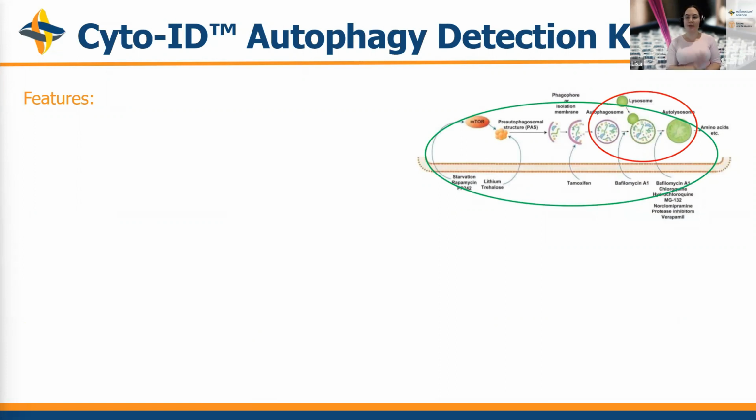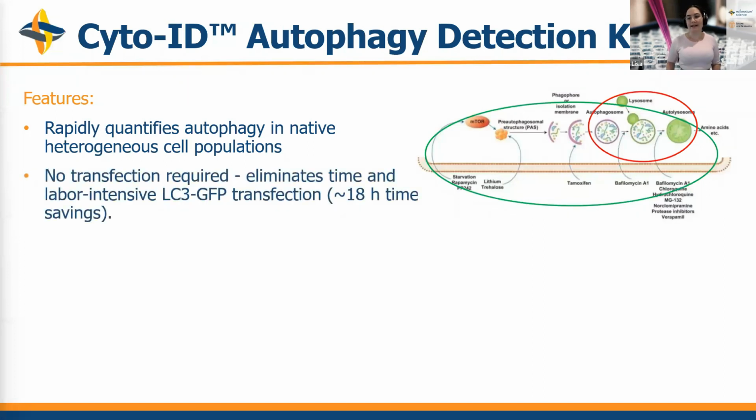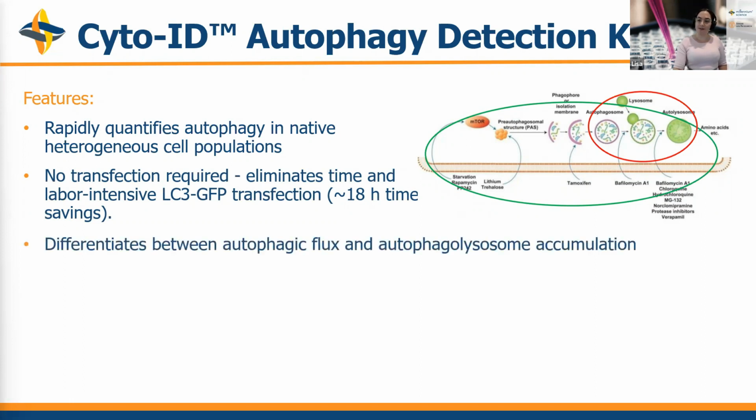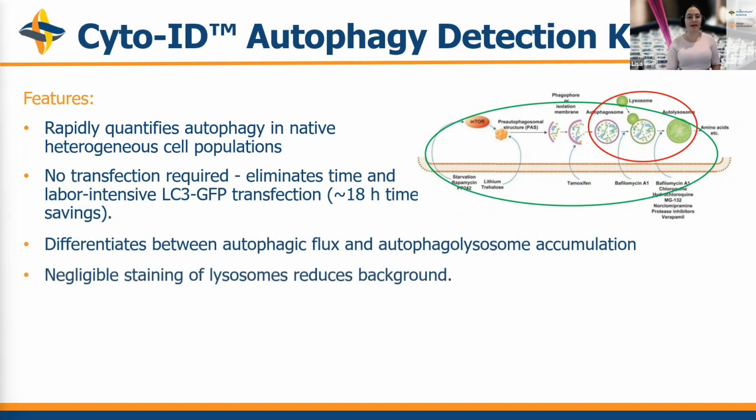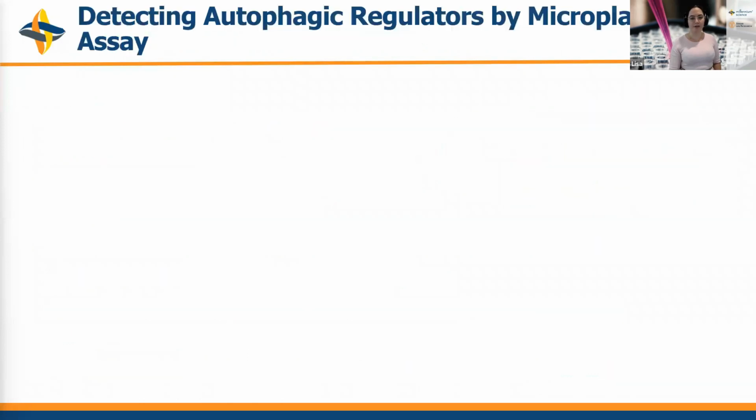Another one to focus on briefly, and the last one for today, is the Cyto-ID autophagy detection kit from Enzo Life Sciences. It rapidly quantifies autophagy in native heterogeneous cell populations. It is a cationic amphiphilic tracer, or CAT dye, and it rapidly partitions into cells to induce phospholipidosis. An advantage is that it doesn't require transfection, so it's going to significantly save you time. It's also specific. It differentiates between autophagic flux and autophagosome accumulation, with negligible background, along with a whole host of features.